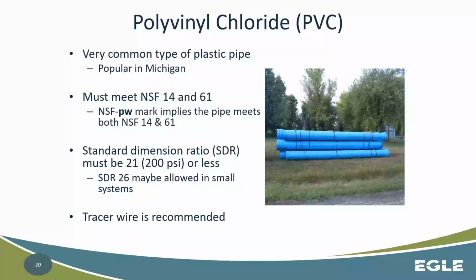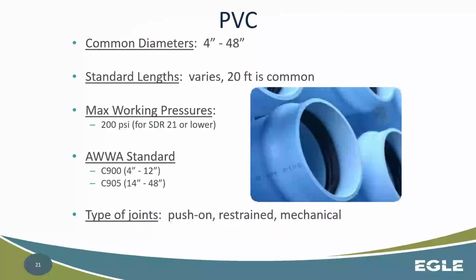We'll dive into what SDR means in a little bit, but essentially it's the comparison between the actual diameter of the pipe and the pipe wall thickness itself. So when those things change, whether it's plus or minus, that's going to affect the pressure classification. Just something to keep in mind as you're selecting pipe material and putting stuff in the ground. And because this is not conductive, you're going to need a tracer wire, as I mentioned early on.